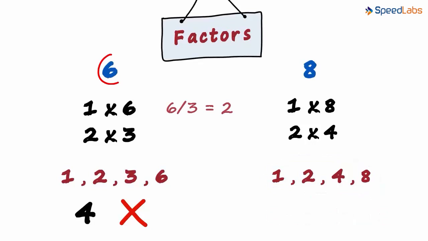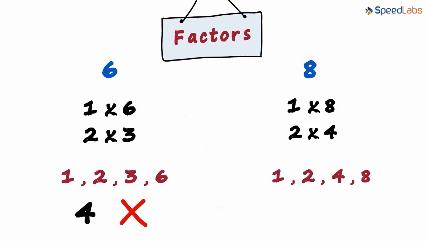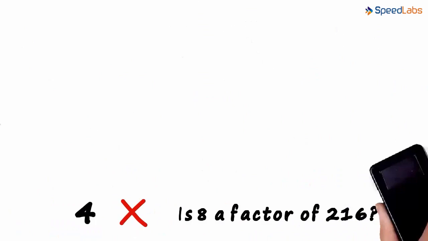If you divide 6 by 3, you will get 2 as the quotient. If you divide 6 by 1, you will get 6 as the quotient. If you divide 8 by 2, you will get 4 as the quotient. In all the cases, the remainder is 0. How does this help us? What if we want to know whether a number is a factor of another number or not? For example, if we want to know whether 8 is a factor of 216, what would you do?